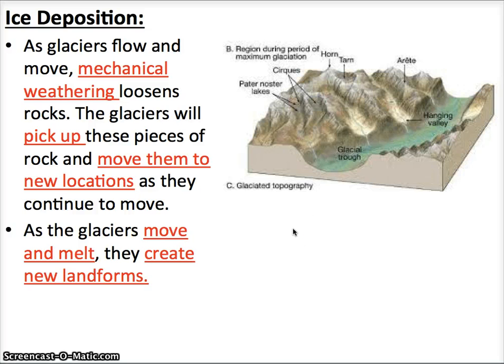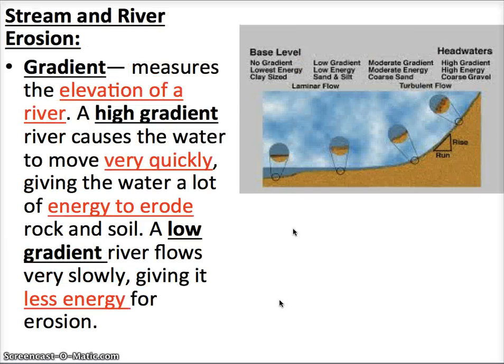Okay, now let's talk about another major type of erosion, stream and river erosion. Let's first talk about this word gradient. Gradient means how high a river is. The higher the gradient, so the higher the angle of the river is, the faster the water will flow. And the faster the water, the more erosion occurs. Whereas if a river has a low gradient, it's probably very slow and it won't pick up as many rocks as a river with a high gradient.